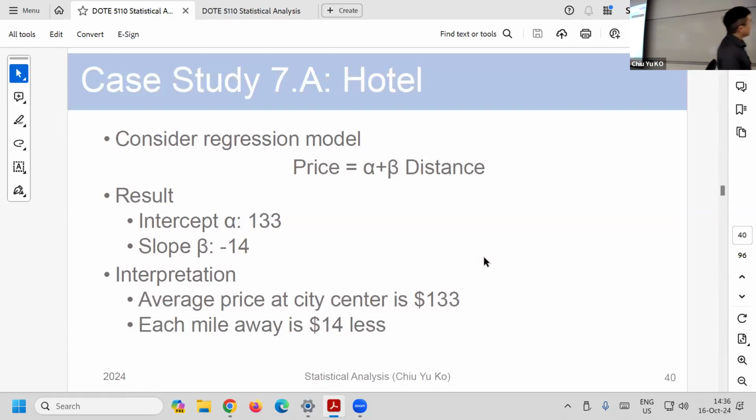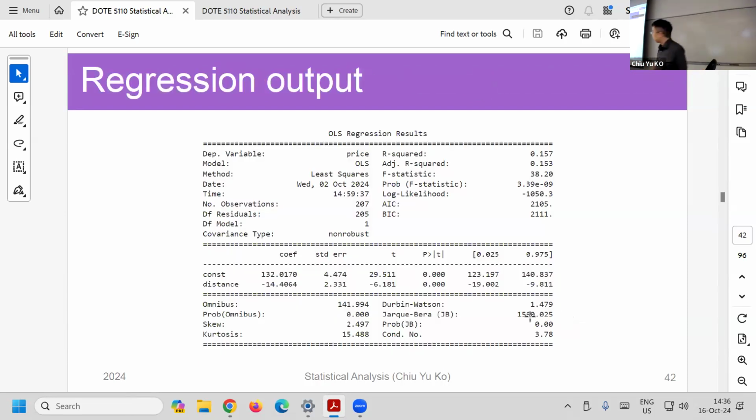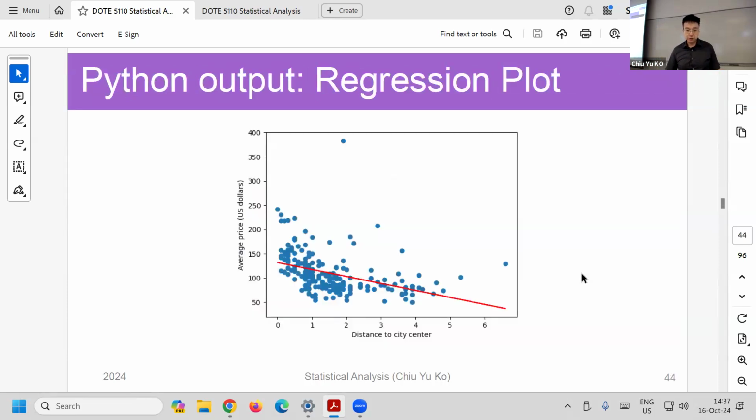This is how the regression model looks on the hotel price data. In particular, the intercept is 133 and the slope is 14, which means the city center should charge 133, and for every mile away from the center, you have $14 less. That is exactly the interpretation, because this is the number in there. And this is the graph we plot.